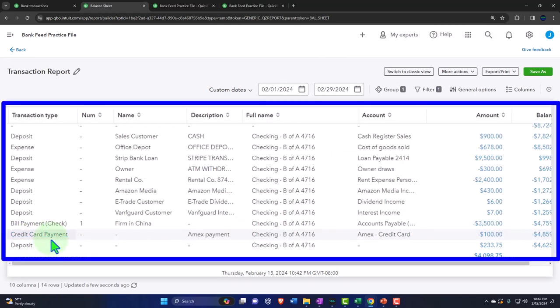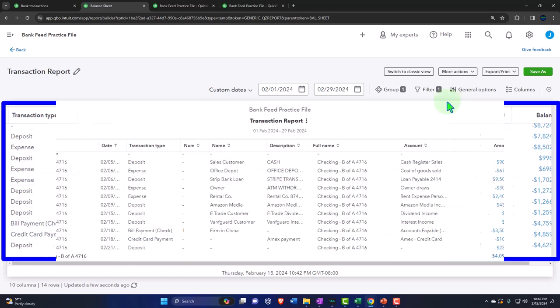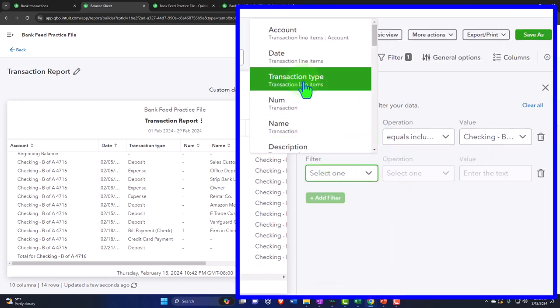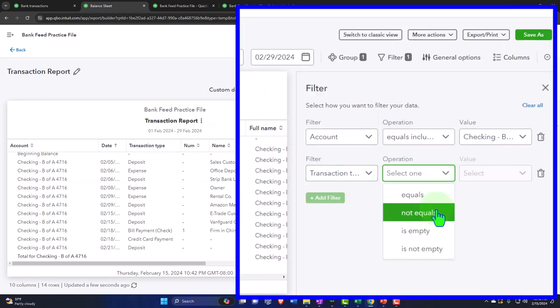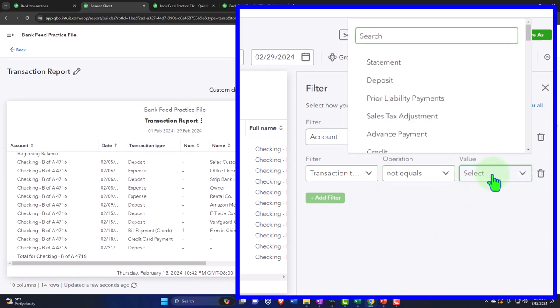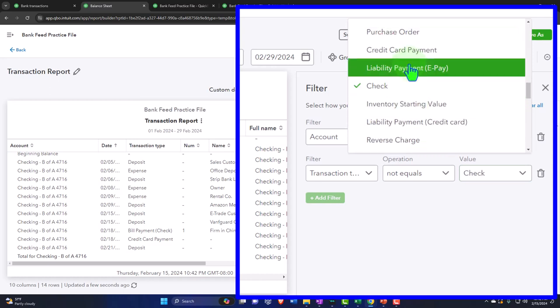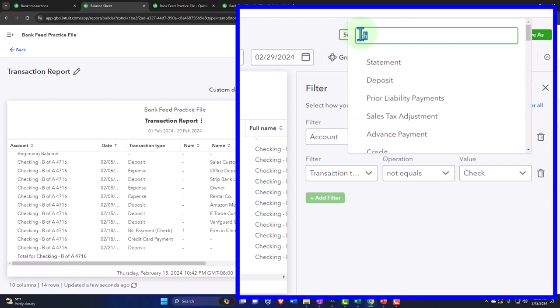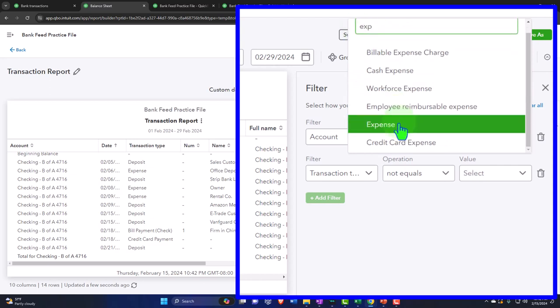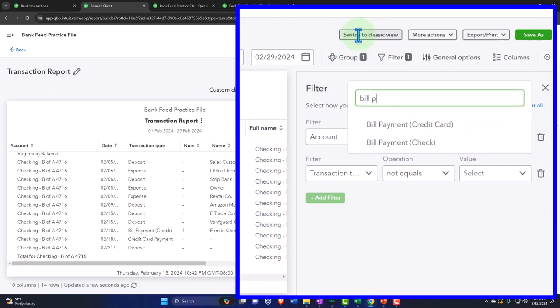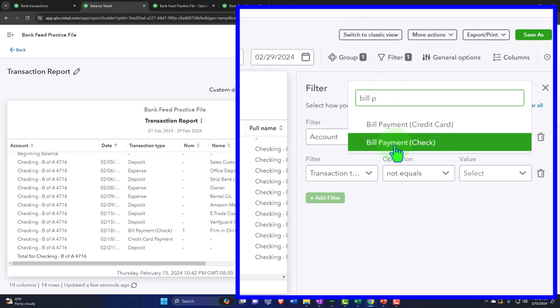So that's nice because now I can determine that it's a credit card payment, but it's also a little bit more confusing if I want to sort my transactions by decreases using my filters, because now I have to add the transaction type, and then I have to say it's going to be equal to, and then I have to find all the potential decreases, which are now check forms. We know that we could have expense forms, and then now we know that we could have bill payment of credit card and bill payment of a check.